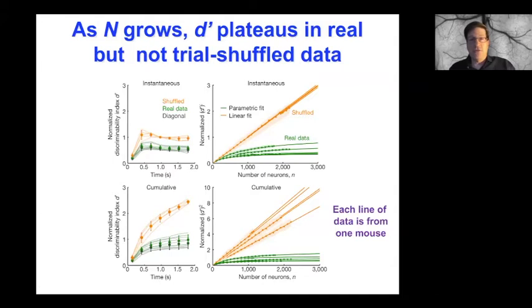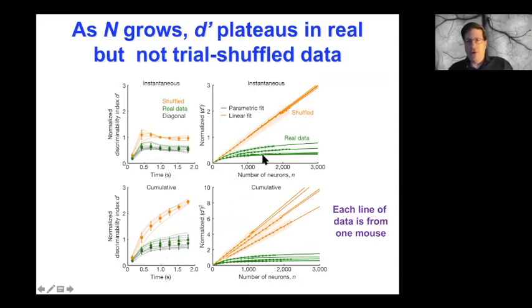And we did this in two different ways. We did what we called instantaneous decoding, in which we tried to classify the two stimuli based on the neural activity within a given time bin, or in what we called a cumulative manner, in which we used all the data detected up to a given point in time. You can see that for both decoding approaches, the instantaneous and the cumulative, within about 0.5 seconds after the stimulus appears, the real data starts to plateau in its accuracy. You can see it takes a little bit longer in the cumulative decoding approach.